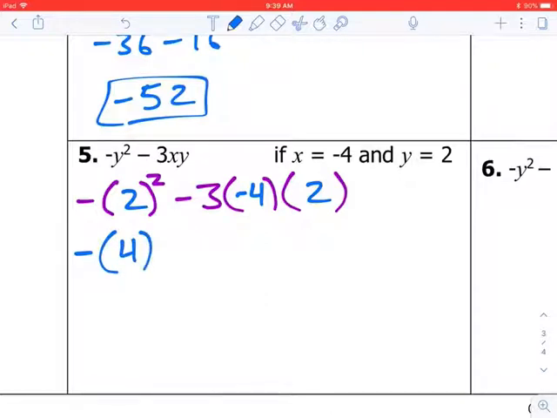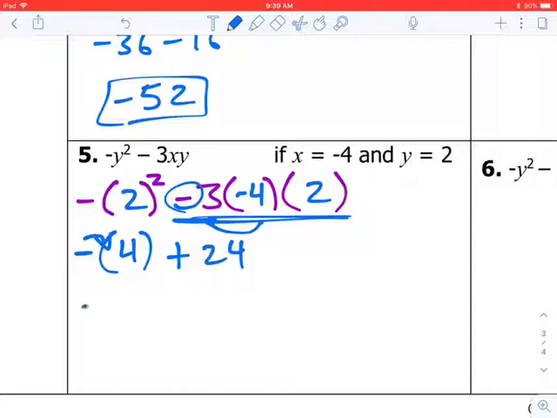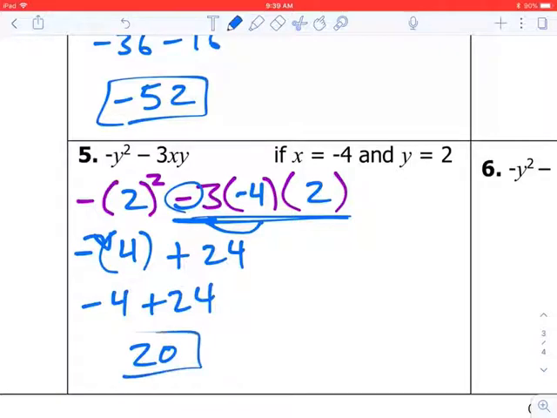Good. And then multiplication. We can honestly do all this at the same time, but make sure you've got your sign there. So negative times negative is positive. Then 3 times 4 is 12. 12 times 2 is 24. So this negative now can go ahead and be put with the 4. And now we go ahead and finish it. Negative 4 plus 24 is positive 20. And we're done.